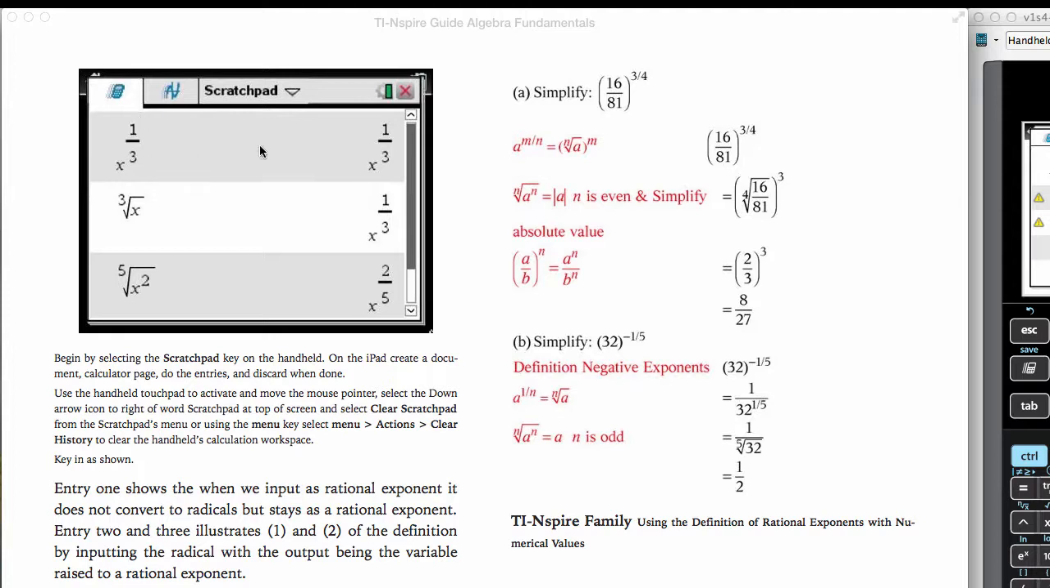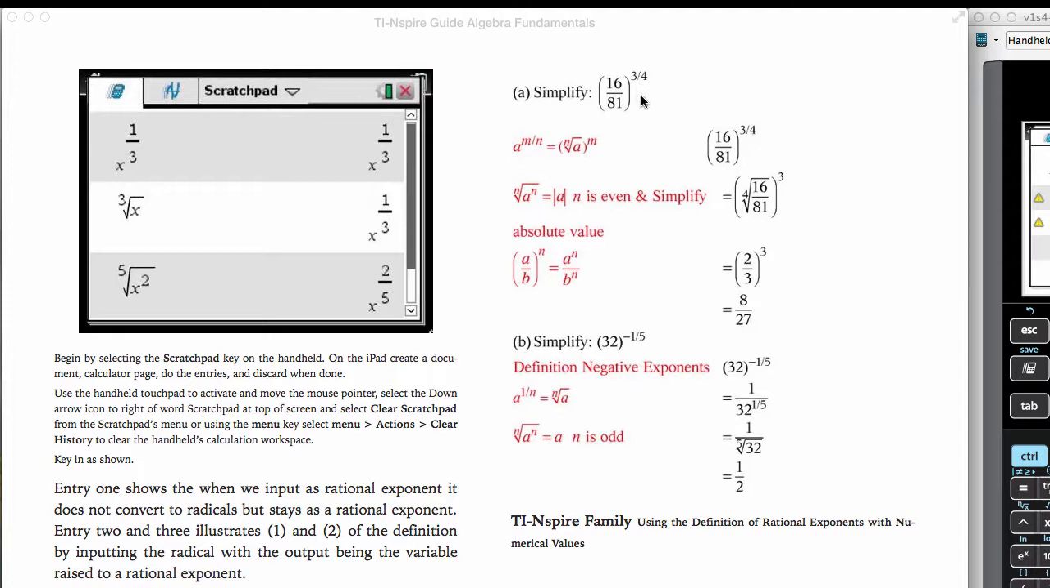Moving on, the next thing that we show is again on the scratch pad: when we put in x to the 1/3, it leaves it as x to the 1/3. But when we put in the cube root of x, it switches it over to a rational exponent. Or if we put in the 5th root of x squared, it again will switch it over to a rational exponent. Okay, let's take a look at simplifying some problems out manually or traditionally.